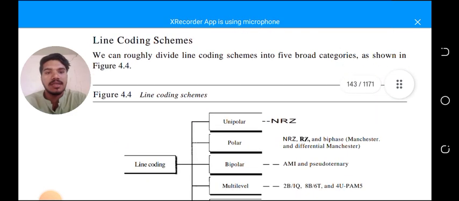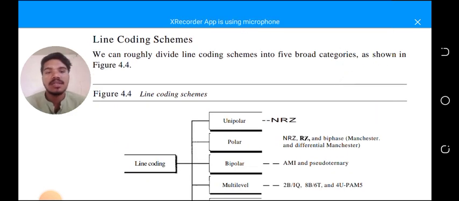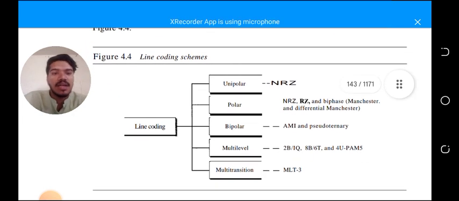So let's talk about line coding schemes. We can roughly divide line coding schemes into five broad categories as shown in figure 4.5. Here are the line coding schemes, five schemes.